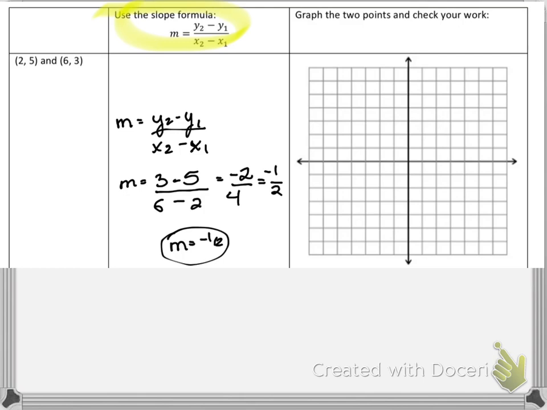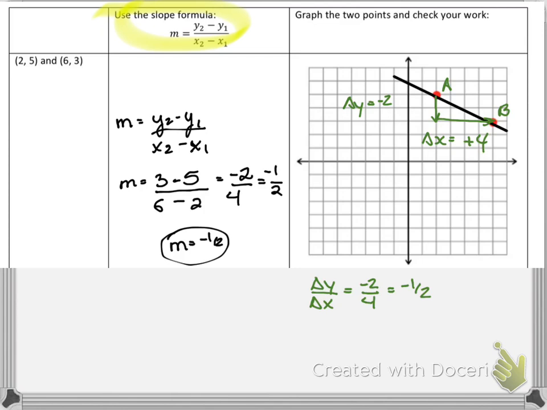So let's plot the point 2, 5. That's right here. And then let's plot the point 6, 3. That's right here. And then let's connect them with a line, and let's prove to ourselves that the slope for this line really is negative 1/2. So I'll call this point A and this point B. So here, my delta y is negative 2, and then my delta x, hopefully you can see here, is positive 4. So the change in y over the change in x is negative 2 over 4, or negative 1/2.